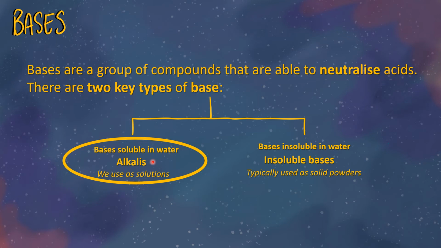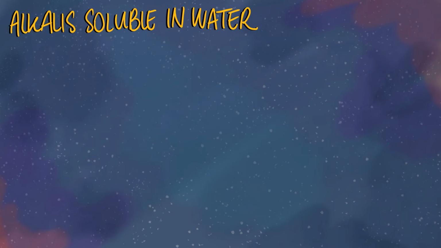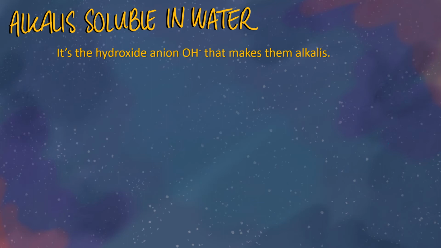An alkali is a base that is soluble in water. I want you to get this information down, please. An alkali is a base that is soluble in water. For alkalis, it's actually the hydroxide anion, OH-, that makes them an alkali.